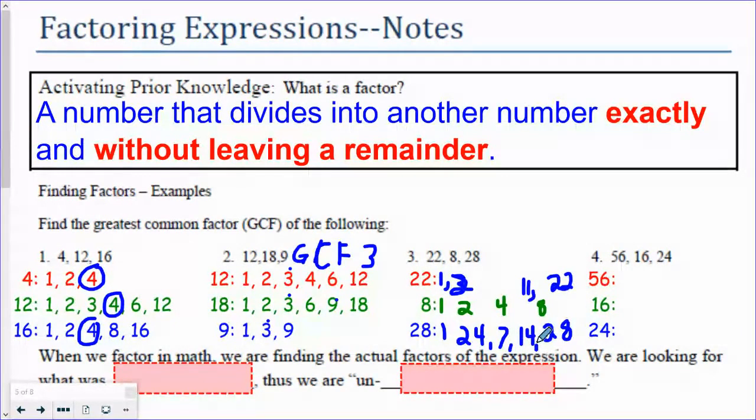Okay, so now we need to look. Which number do they have in common? Take a second, look and see if you can find it. Okay, 2 is our greatest common factor. So if I was to divide all these by 2, it works.